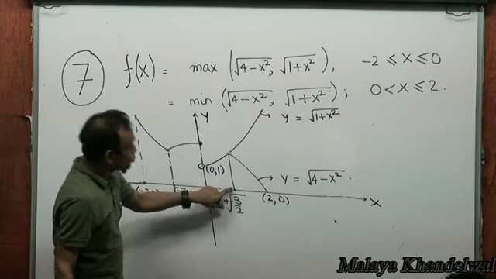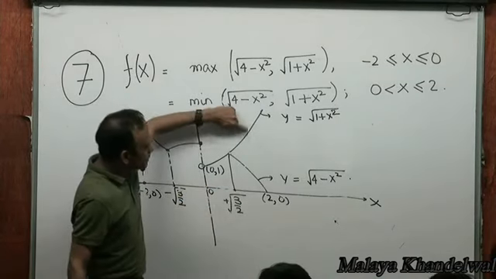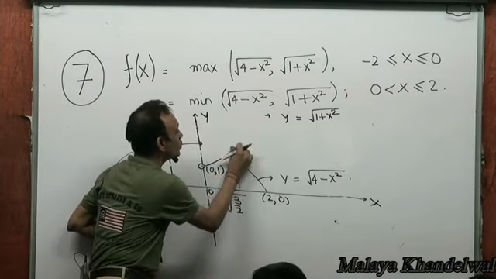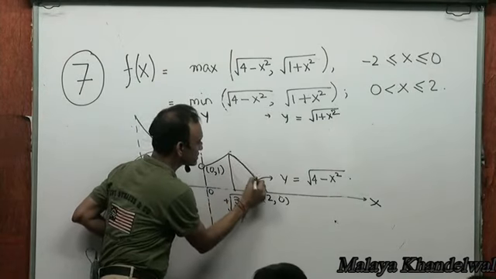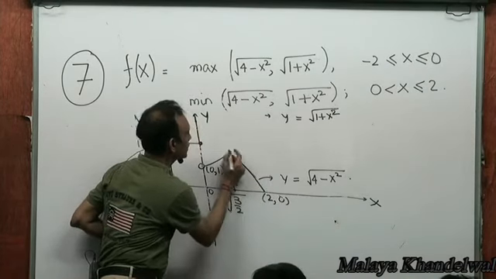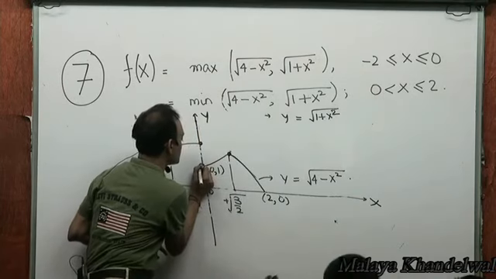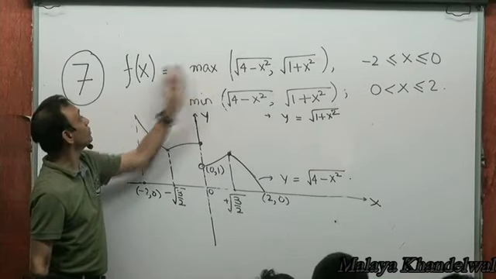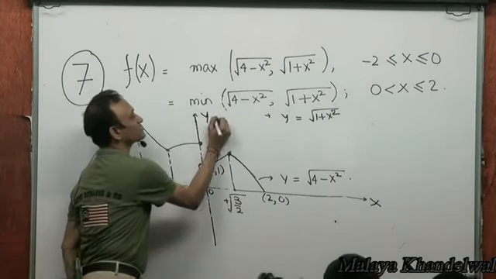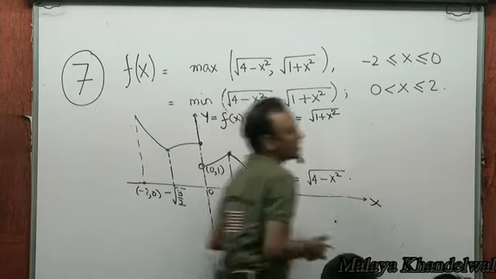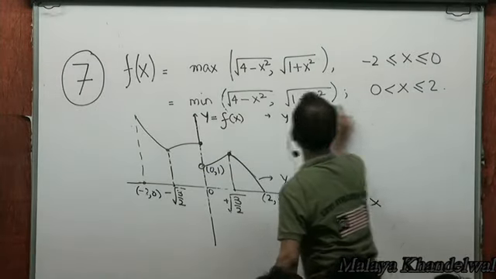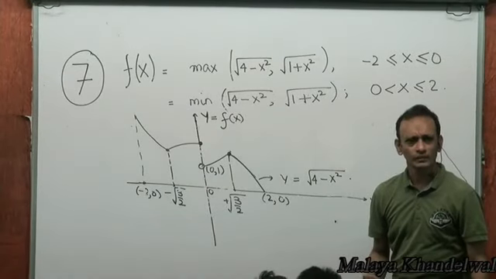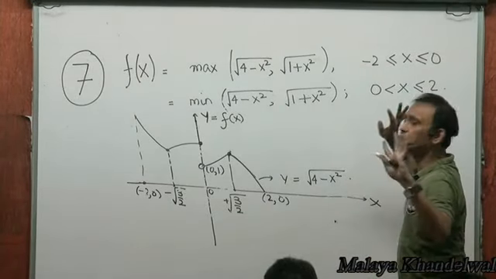Then from root 3 by 2 to 2, this will prevail, or the semicircle? Semicircle will prevail. That means this will go away. Smaller is this. And this is indeed a point on the graph. This is a kink. This is the graph of y equal to fx. Yes or no? Do you all register this? Yes or no? Right? Now, don't do any hanky-panky.